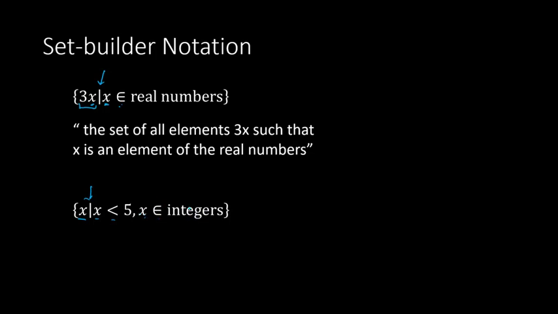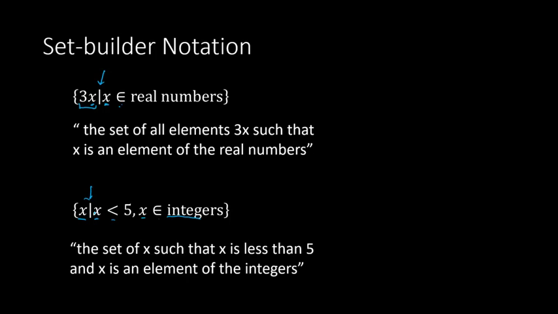So again, what this would mean is that we plug in integers in place of x, and we plug it in over here. And whatever numbers we have where x is less than 5, that's going to be your set. And here we see it written out, the set of x such that x is less than 5, and x is an element of the integers. So if you list out this set, it would be something like this, where x must be less than 5 and x must be an integer.